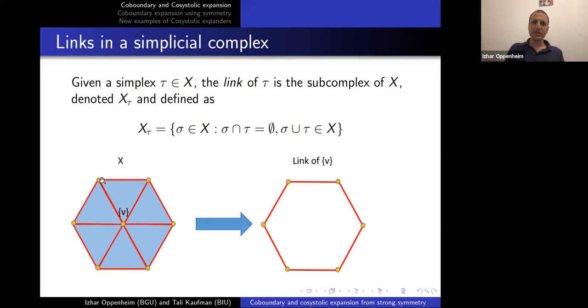So I need to take all the simplices in which V is not a vertex, but that complete it to a simplex in X. So this edge is an example. It doesn't have this vertex, but if you look at this set of 3 vertices, it is in X. So what you get in the link of the vertex V is basically what you should think of as the small sphere around V. So in this drawing, the link is just this hexagon.